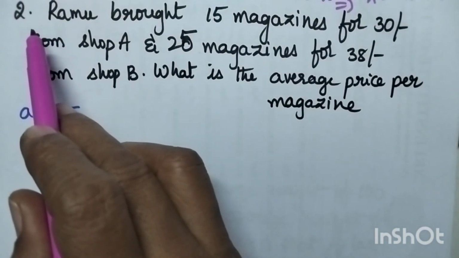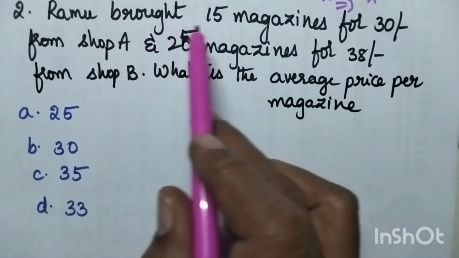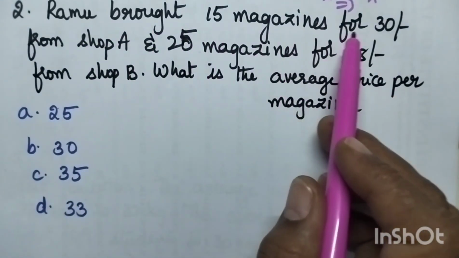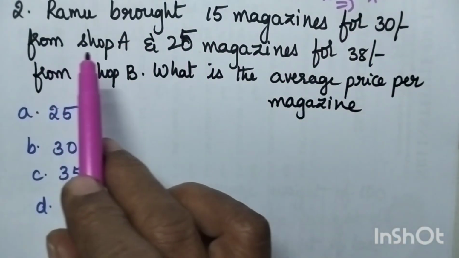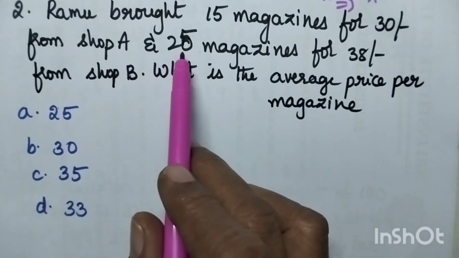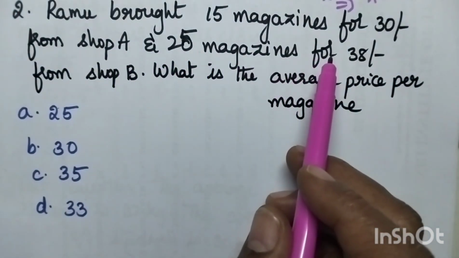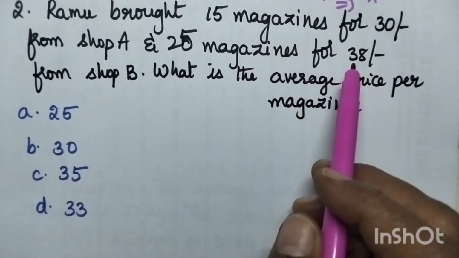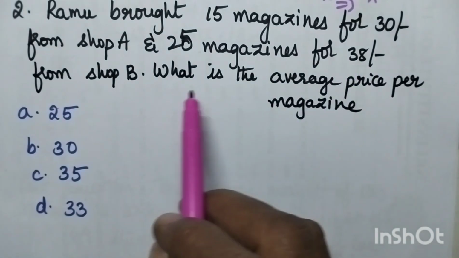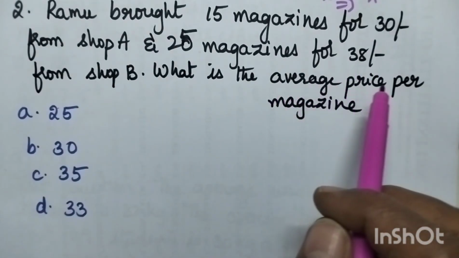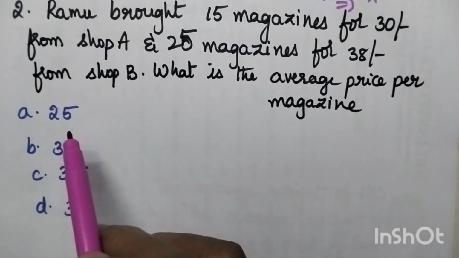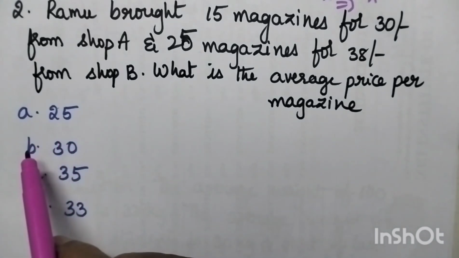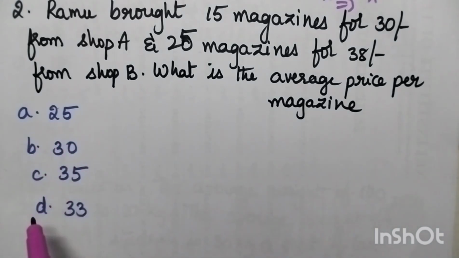Coming to the second question. Ramu brought 15 magazines for 30 rupees from shop A and 25 magazines from shop B of 38 rupees. What is the average price for magazine? And the options are A 25, B 30, C 35 and D 33. You just pause the video and try to solve the problem.